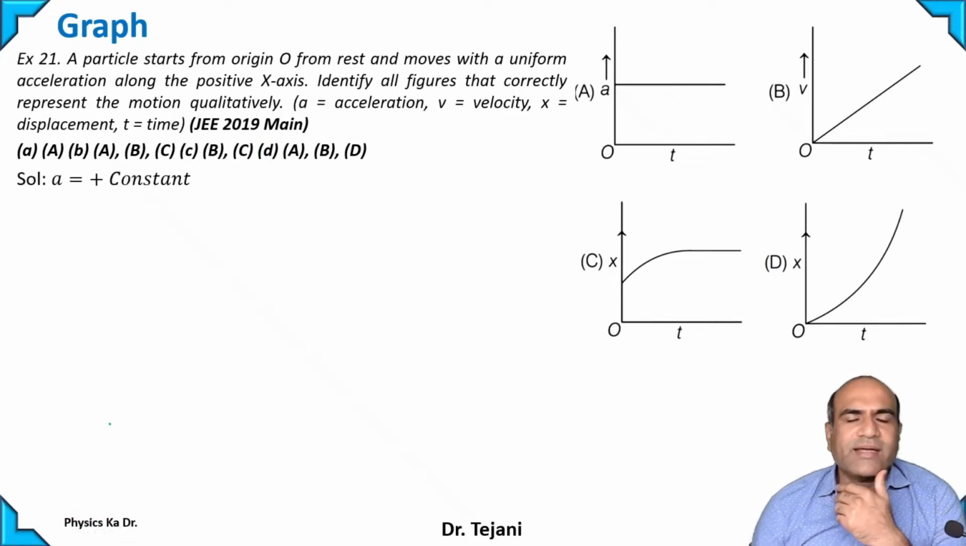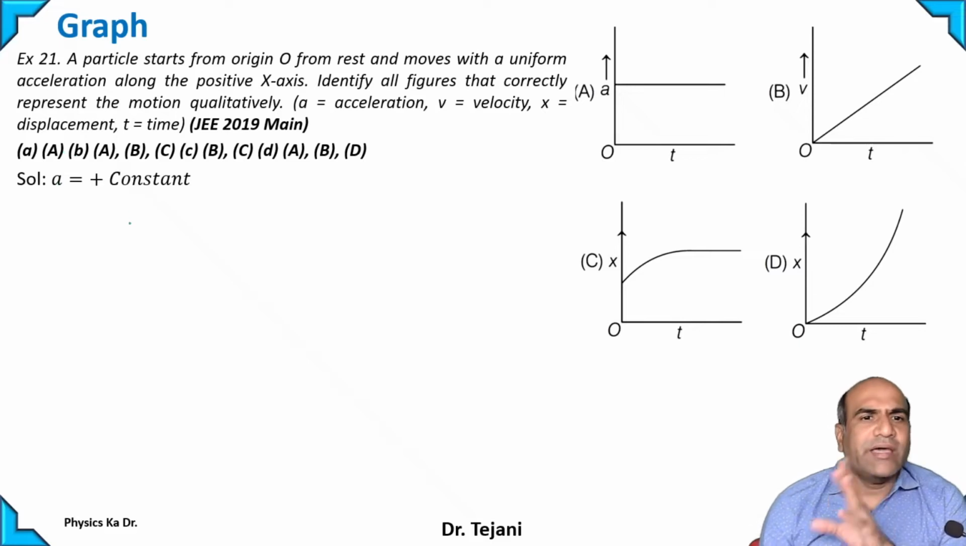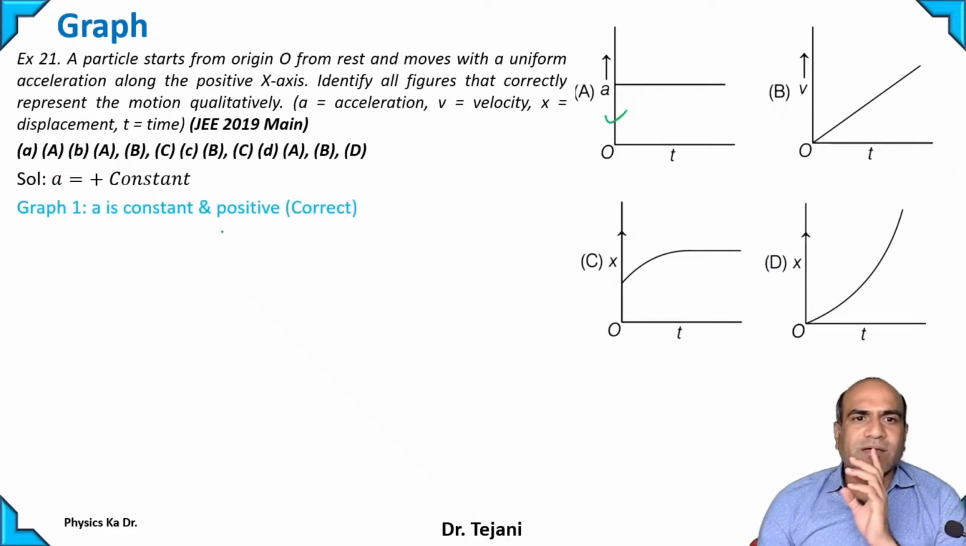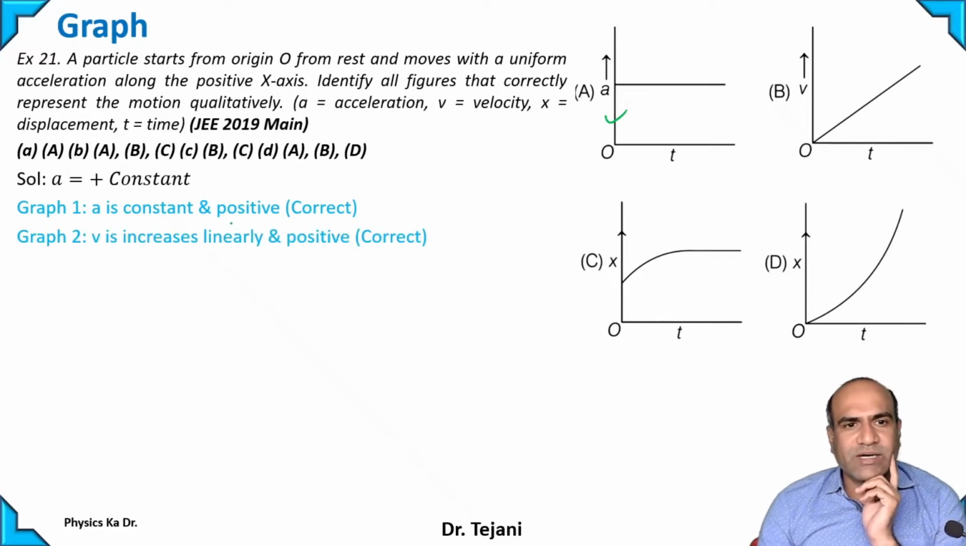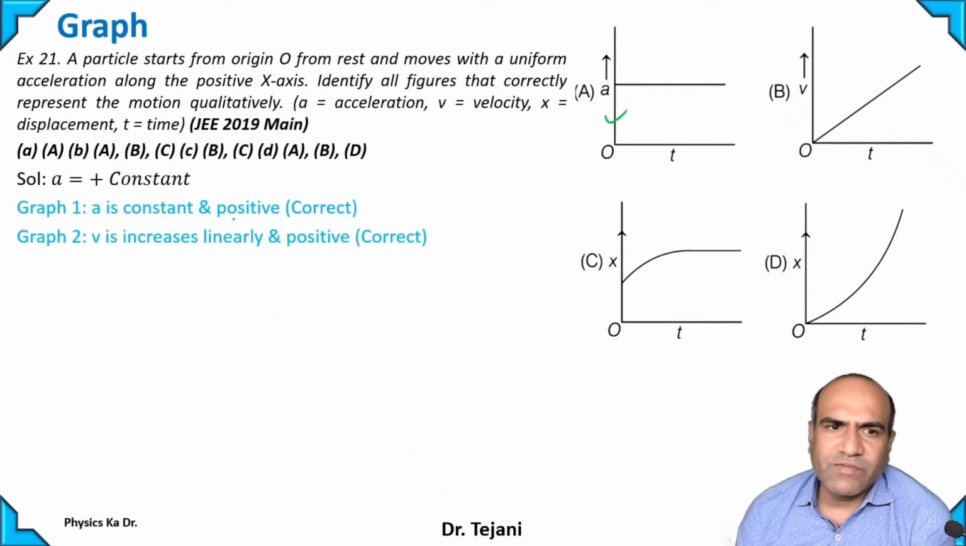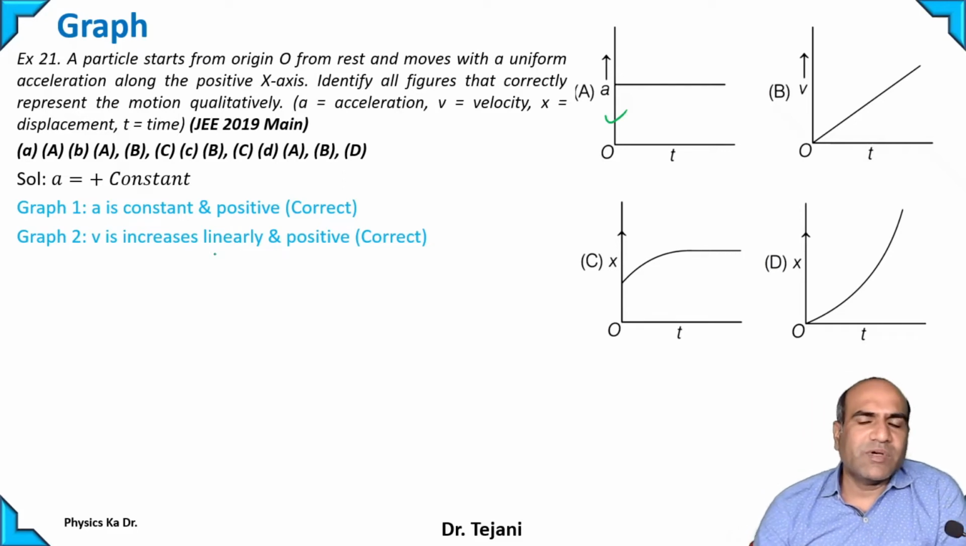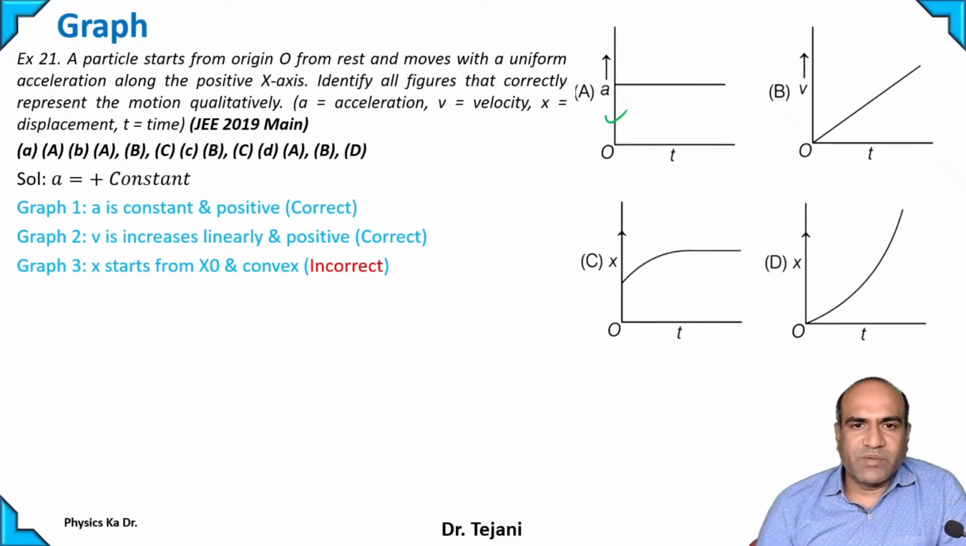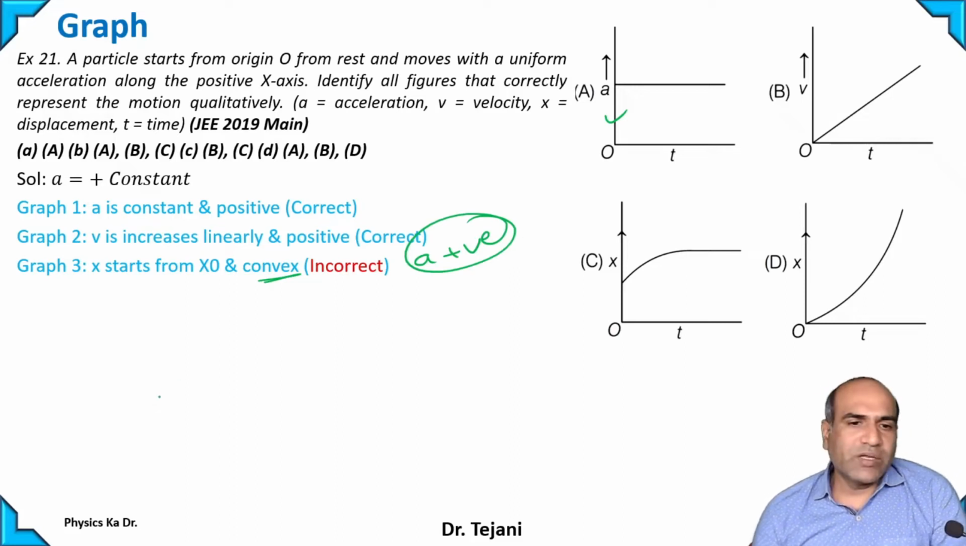So let's solve it again. A is positive and constant, so this graph is correct. Graph 1, A is constant and positive, correct. Graph B, graph number 2, V is increasing linearly, positive, correct. C is incorrect because the shape is convex, but A is positive, therefore the shape should be concave.